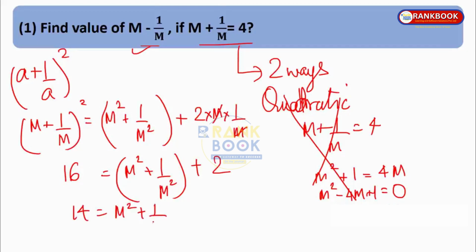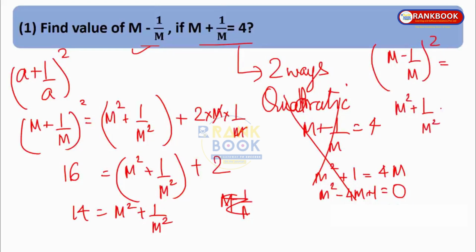We got this. Now moving on, what do we want? We want m minus 1 by m. We'll write it over here on the right hand side corner. m minus 1 by m, the value of this. Square this also. What will you get? m square plus 1 by m square minus 2, correct? Now this is the value. What is the value of this? 14. 14 minus 2, 12. So m minus 1 by m, the whole square, is nothing but 12.